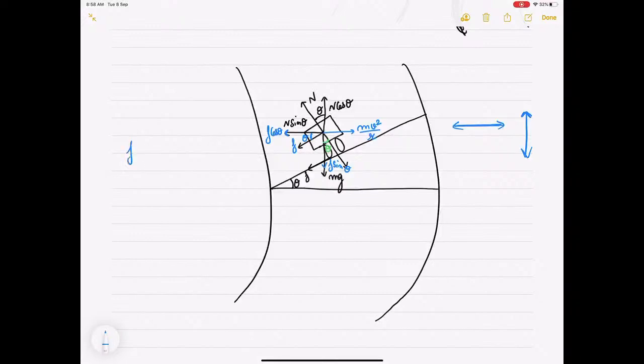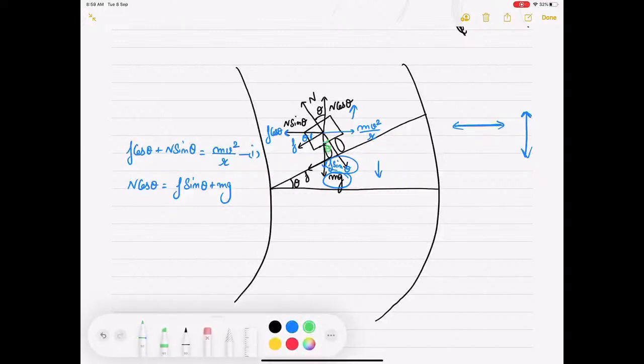The first one will be F cos theta plus N sin theta is equal to mv square by r, and the second equation will be N cos theta equal to F sin theta plus mg. See, F sin theta and mg are acting in the downward direction, so their sum will be equal to the N cos theta, which is acting in the upward direction, and mv square by r acting in this direction will be equal to N sin theta and F cos theta acting in the away going direction, so their sum will be equal to mv square by r. So these will be the two expressions that we get.